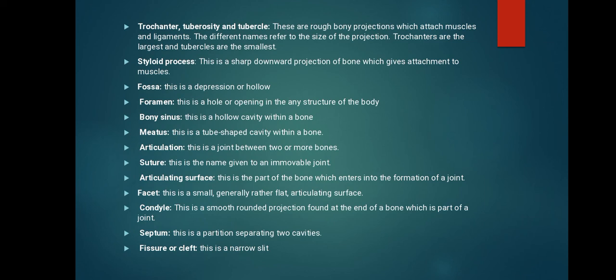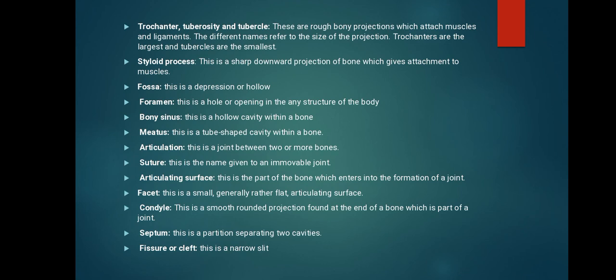Foramen is a hole or opening in any structure of the body. A body sinus, this is a hollow cavity within the body. The meatus is a tube-shaped cavity within a bone. Articulation is a joint between two or more bones. A suture, this is a name given to an immovable joint. So joints are movable, but immovable joints are called sutures.